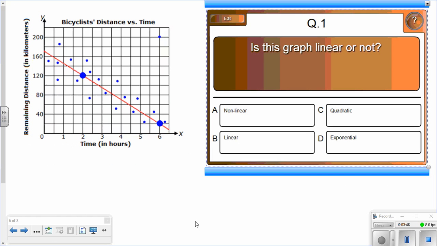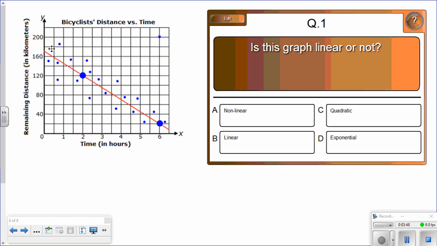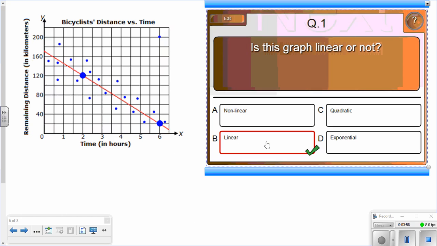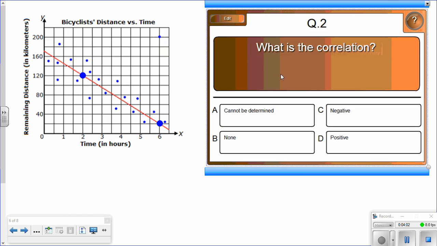All right, so this time we're looking at this graph, and we've got the bicyclist distance versus time. The first question says, is this graph linear? Well, since I can make a straight line, I'm going to say yes, it is linear. What is the correlation? Well, they're pretty close. We can definitely see a pattern. It's not exact, but it is close, and it is negative.